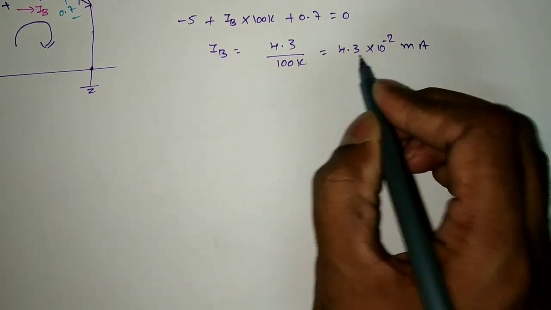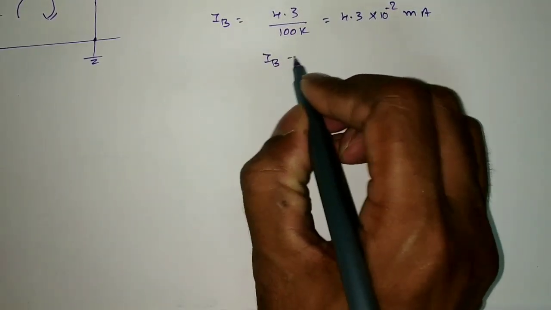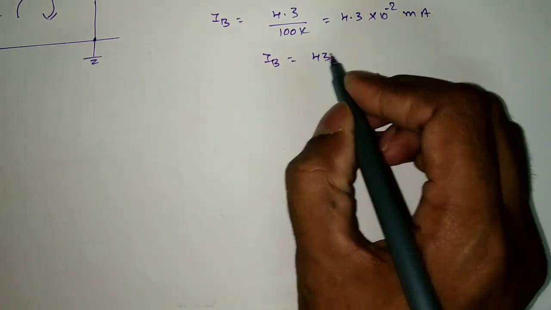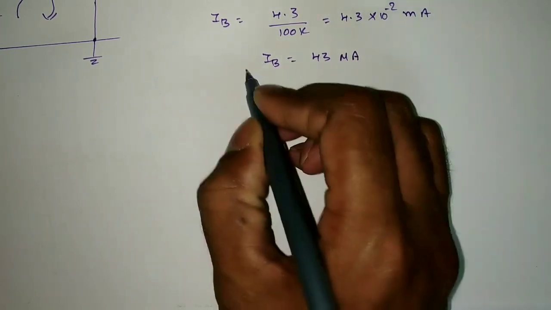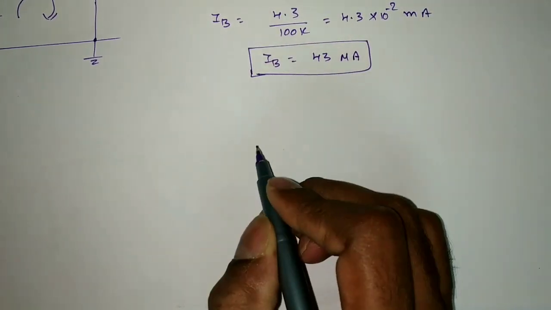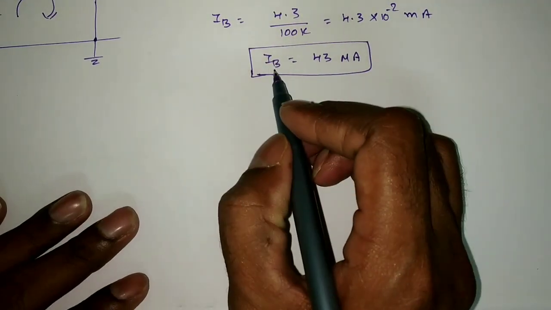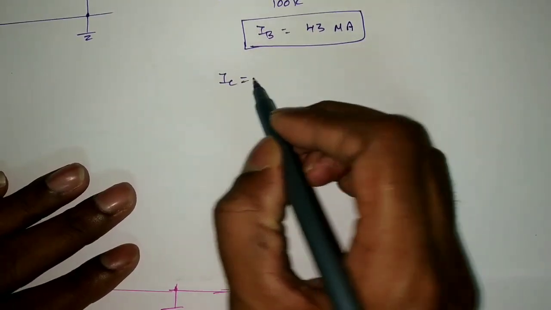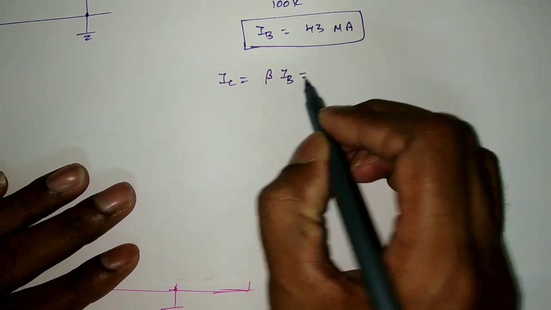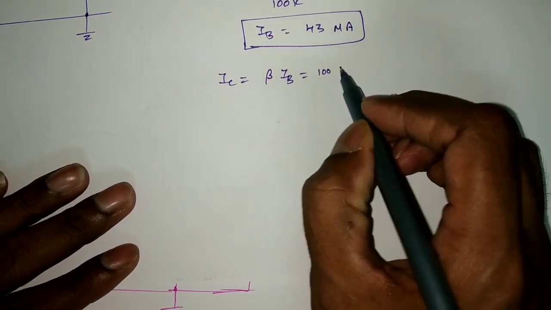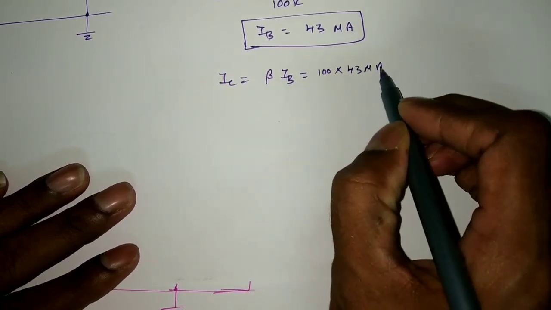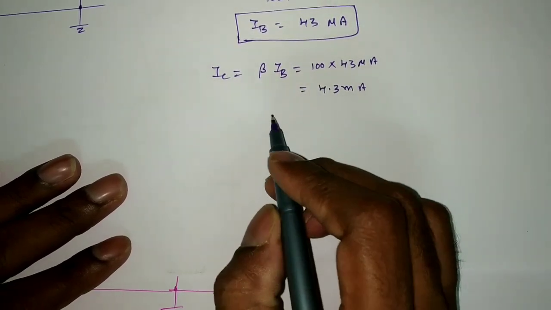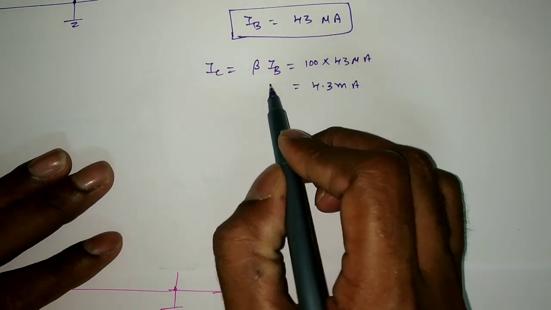If I take one more 0, then it will be 43. It will be 10 to the power minus 3 into 10 to the power minus 3. So it will become 10 to the power minus 6. So IB will be 43 microamperes. If I know IB and beta is given, I can find IC. IC is equal to beta times IB. So it is 100 into 43 micro. So it can be 4.3 milliamperes, right? So this is IC.